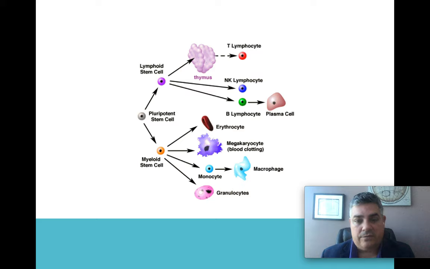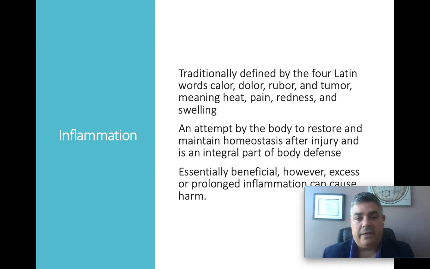So here's how each of these cells begin to develop from a pluripotent stem cell, either down the myeloid stem cell line into the innate immune cells or up the lymphoid stem cell line into T cells and B cells and natural killer cells. So what's inflammation? Inflammation traditionally is defined by the four Latin words, calor, dolor, rubor, and tumor, meaning heat, pain, redness, and swelling. We know this. All of us learned what these are in the very early stages of our healthcare training. And it's an attempt by the body to restore and maintain homeostasis after injury, which is an integral part of the body's defense. It's essentially beneficial, but either prolonged inflammation or excess inflammation can cause harm to us.